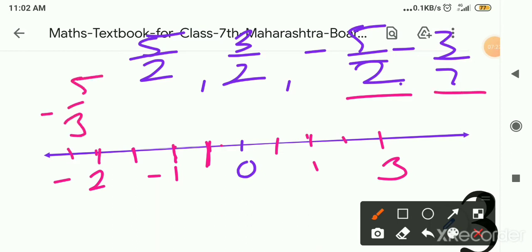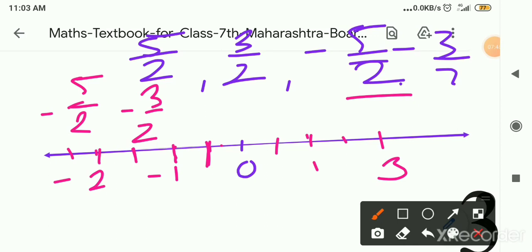Next point we have to plot is minus 3 upon 2. So the first point is minus 1 upon 2, then minus 2 upon 2, and this is minus 3 upon 2. Here I will write minus 3, sorry, I made a mistake here. Here we want 2, and by mistake I wrote 3. And this third point is minus 3 upon 2.